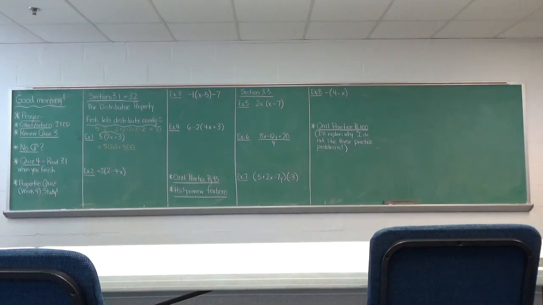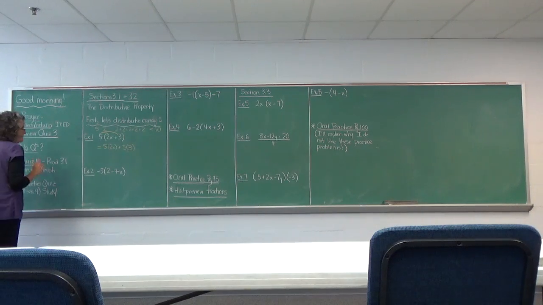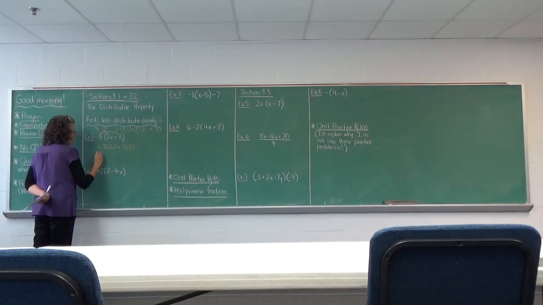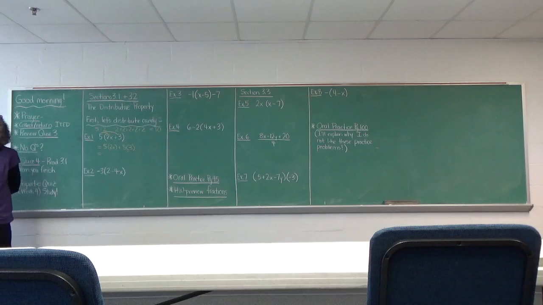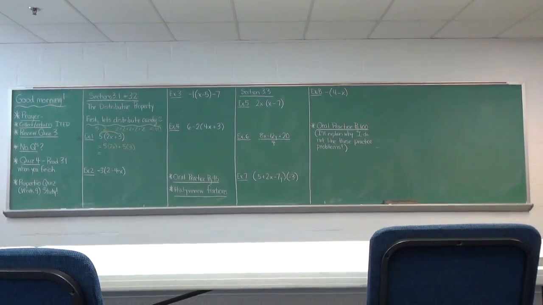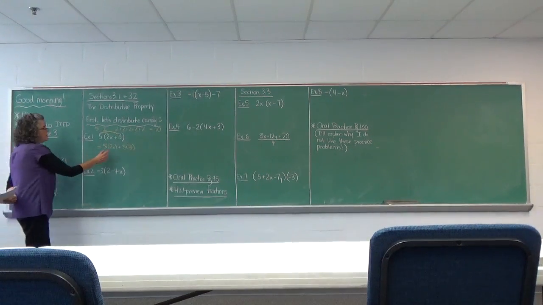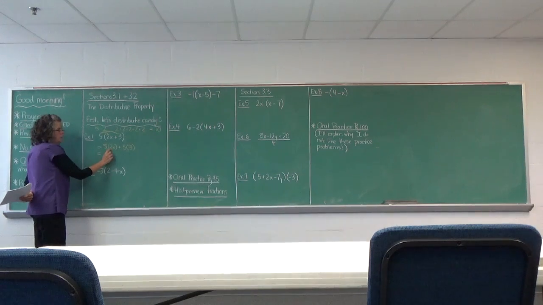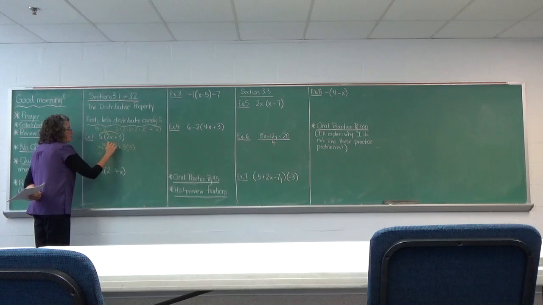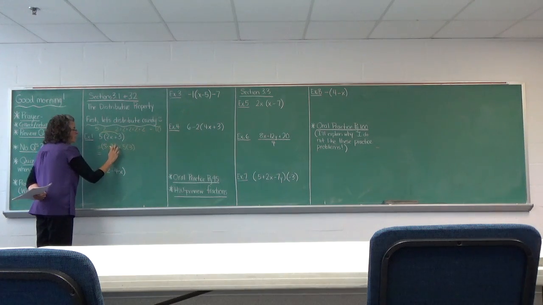5 2x's and 5 3's. Well, what is 5 2x's? Well, you did a lesson where you had to associate and commute. Here, I've grouped the 2 and the x, right? 2 times x. But I could regroup it to where I've grouped the 5 and the 2.